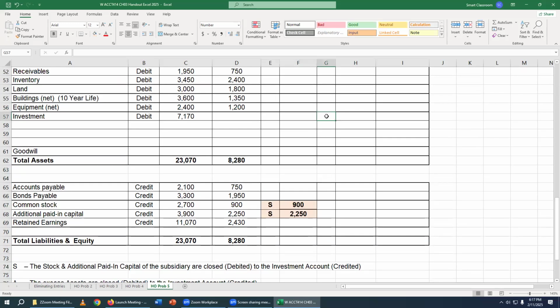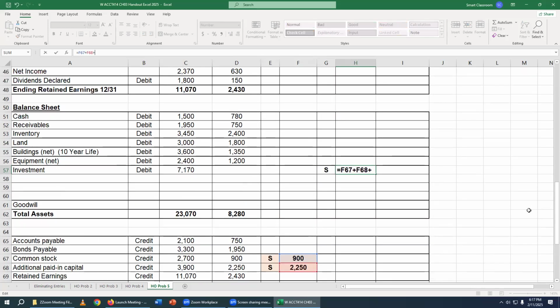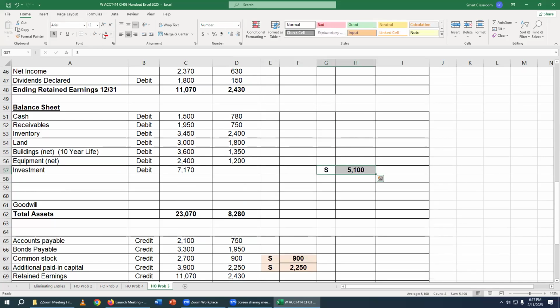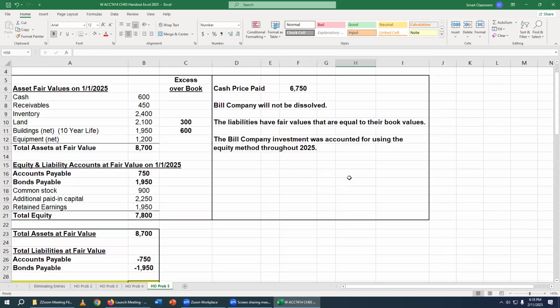Okay, so we're going to take the stock out. Okay, so we get rid of the stock. And now we go to the assets. And the assets are 300 and 600 and 750 for the goodwill.